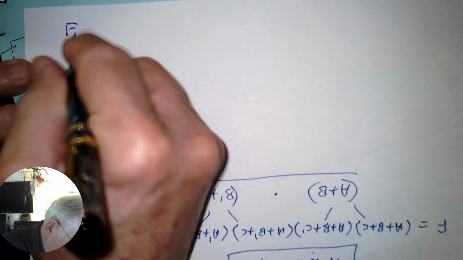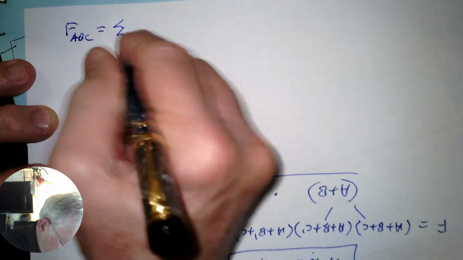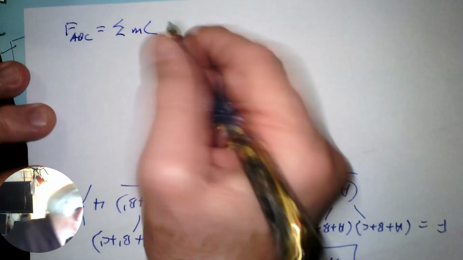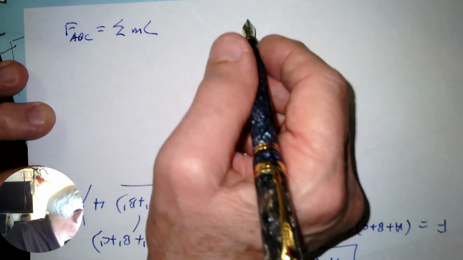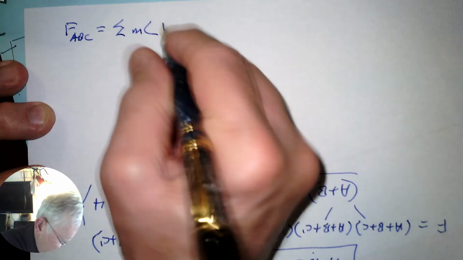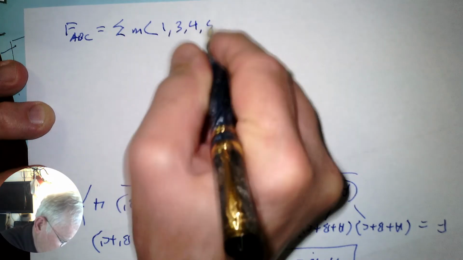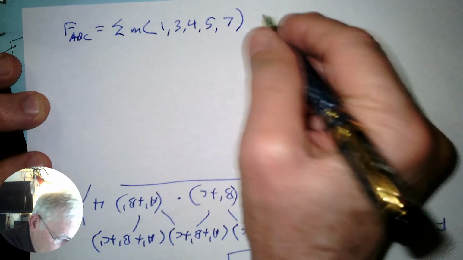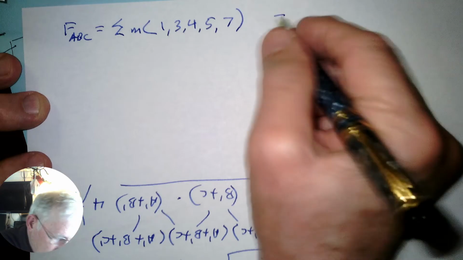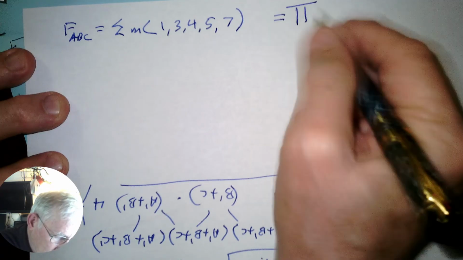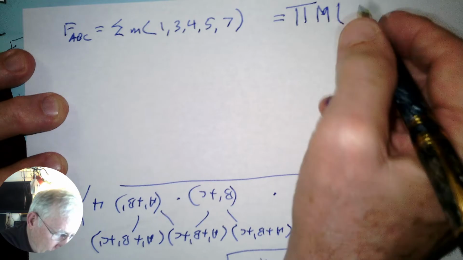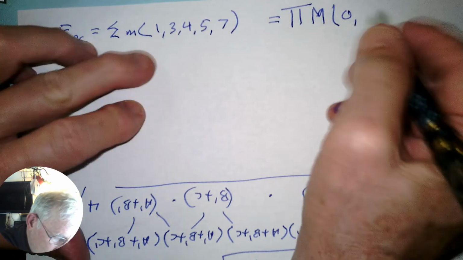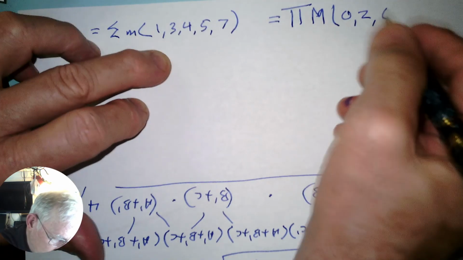f of a, b, c equals the sum of the min terms, little m, and what did I say? 1, comma, 3, comma, 4, comma, 5, comma, 7. All right, and our max term then is just going to be equal to the product of the big M's, and that's going to be 0, comma, 2, comma, 6. Was that the same thing we had before?